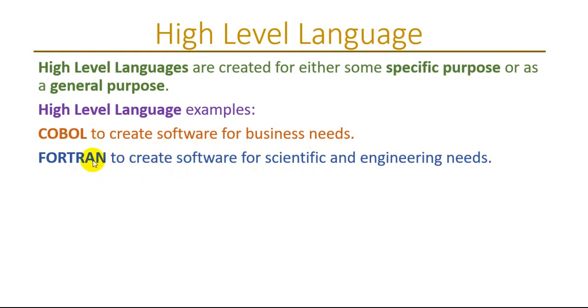If you use COBOL to create scientific software or a scientific purpose program, you might be able to do it, but it doesn't support all the necessary things that are there. And the same goes the other way around. For example, if you want to write business software, you would probably use COBOL rather than Fortran, because Fortran is totally aimed towards engineering and scientific needs. So based on these needs, different types of software came about in those days.